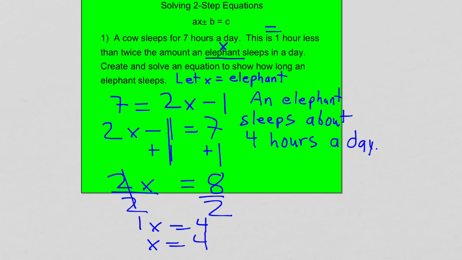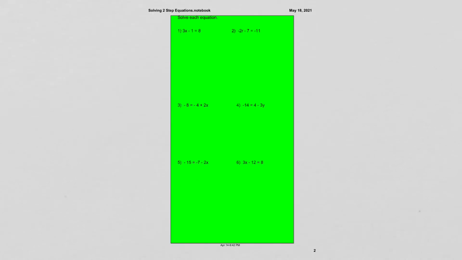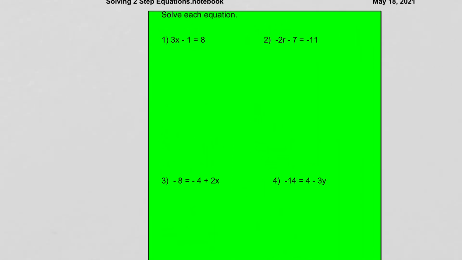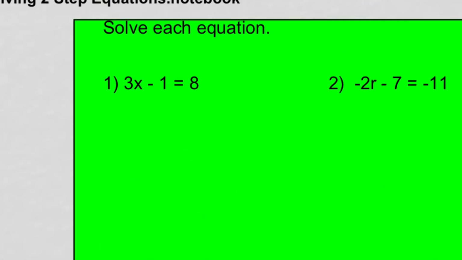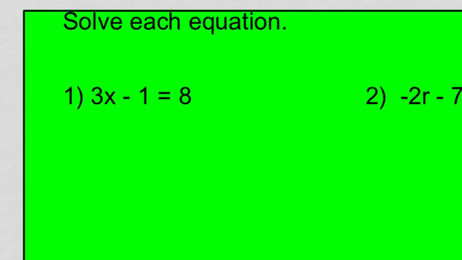So our focus today is going to be solving equations in 2 steps. And it's going to be a multiplication step and an add subtract step. Let's do some more questions like that. Let's solve each equation. Number 1, 3x minus 1 equals 8.